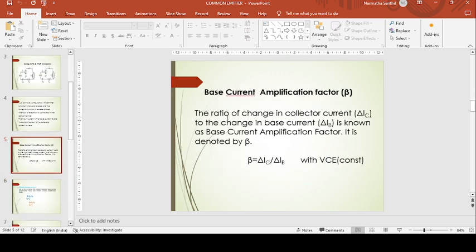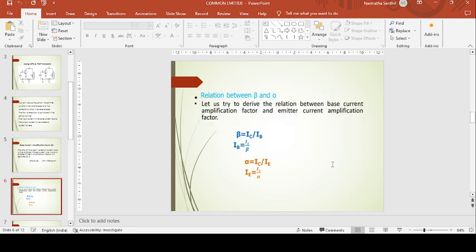Next we are going to study about the current amplification factor beta. Beta is defined as the ratio of change in the collector current to the change in the base current. So it is called the base current amplification factor. It is denoted by the symbol beta. And here the voltage across the collector and emitter is constant.